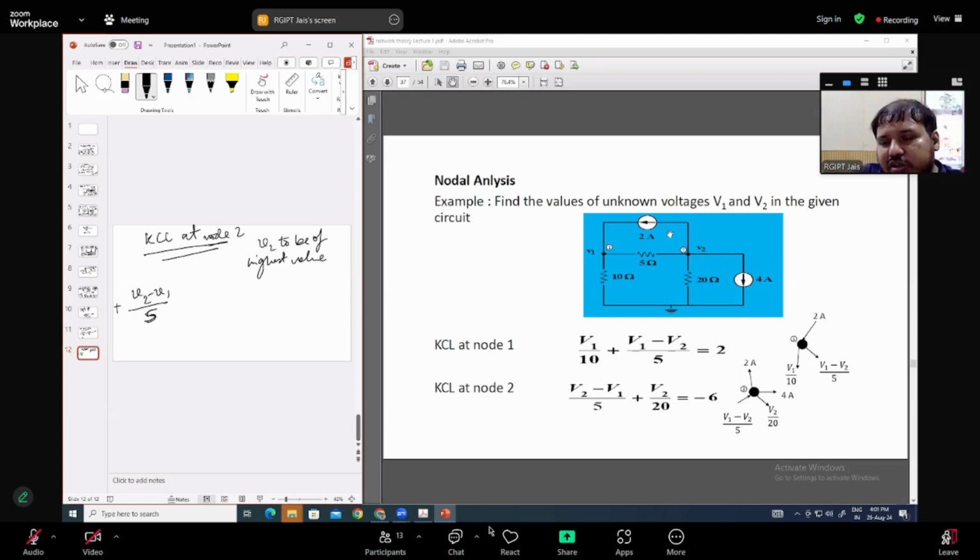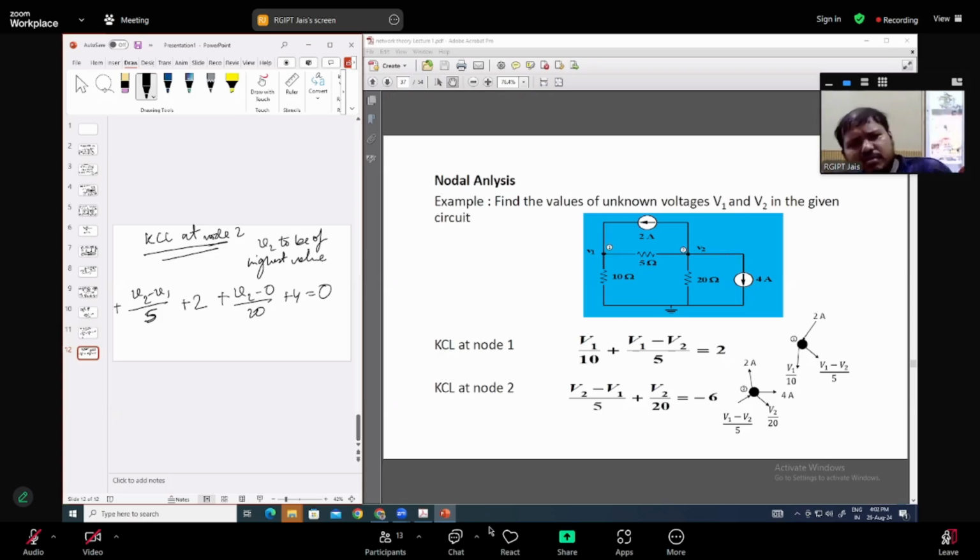Again, see this branch. There is a 2 ampere current flowing out of this node, so it will be plus 2. Here again V2 is the highest, so V2 minus 0. This is 0, this is V2, so node 2 is at higher potential and current flows out of this node. So it will be plus (V2 minus 0) divided by 20. In this branch there is a current source going out of the node, so plus 4. That will be equal to 0.